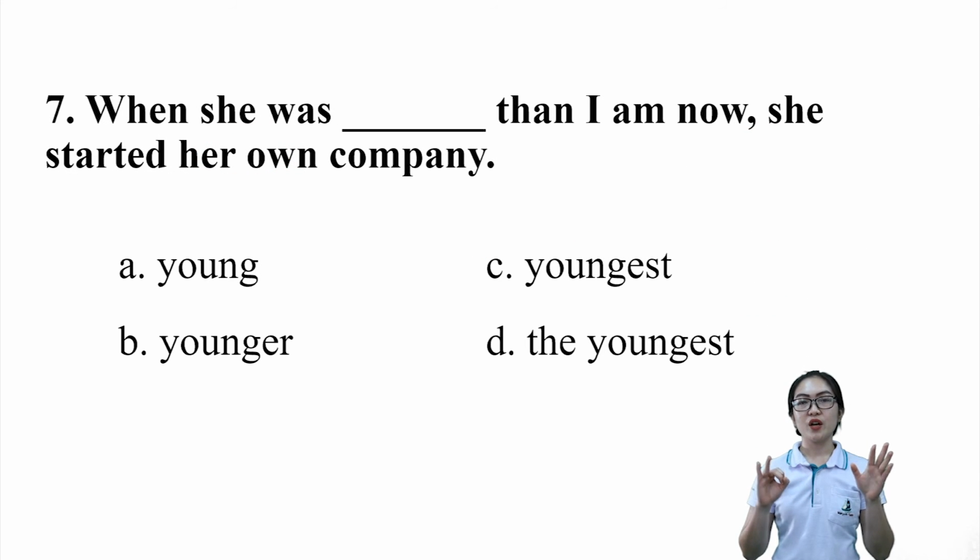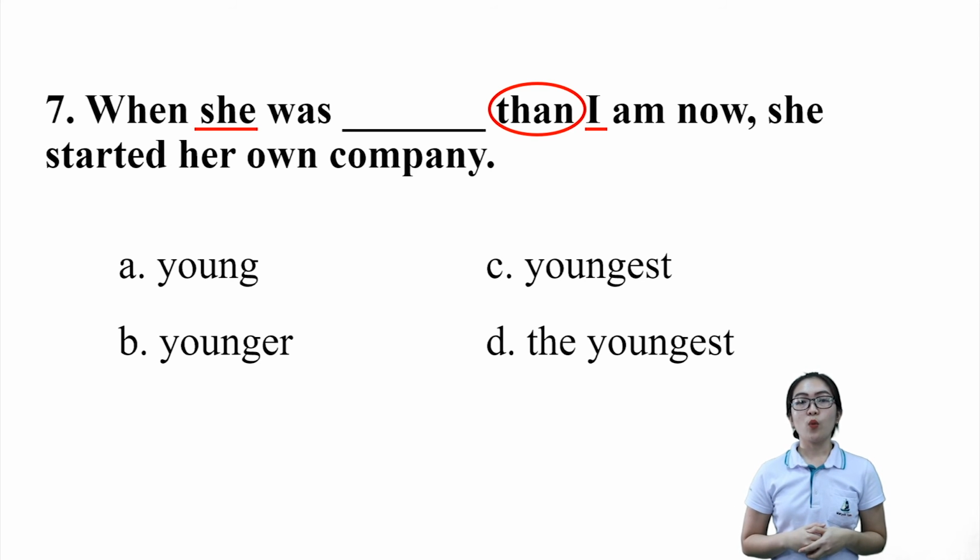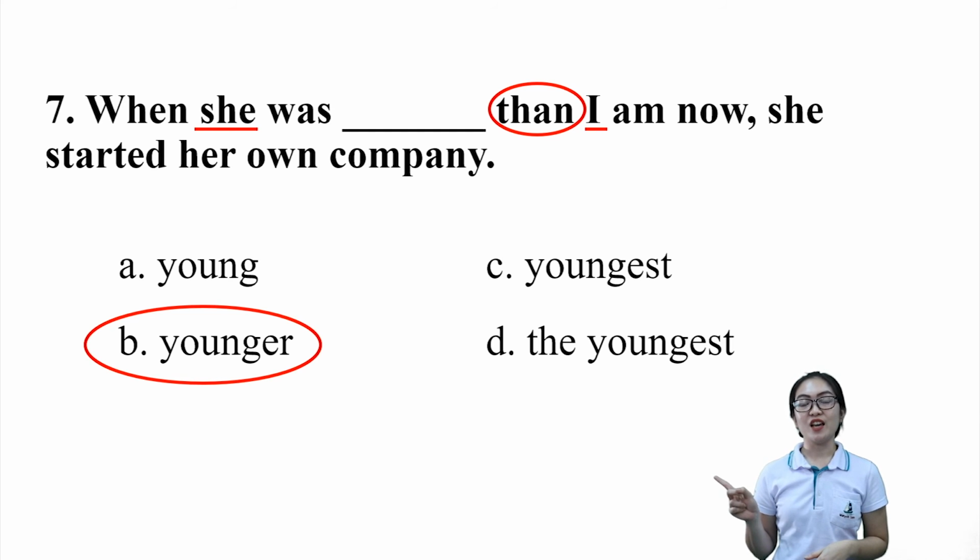Number 7. When she was blank than I am now, she started her own company. A, young, B, younger, C, youngest, or D, the youngest. Here, we are comparing two people, which are she and I, hence we have than as a clue. What comparison adjective should be used then? Great! Comparative adjective. So the answer is B, younger.